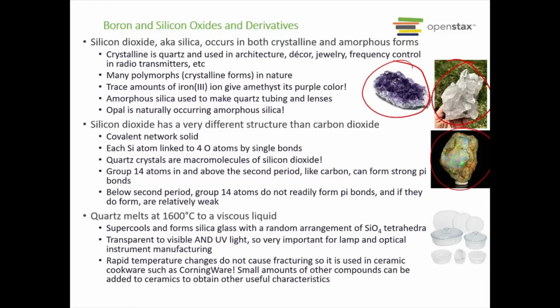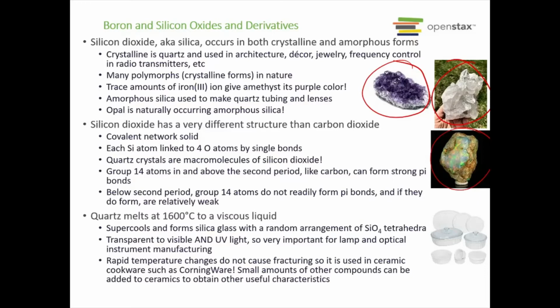Group 14 atoms that are in the second period, like carbon, can form strong pi bonds, but silicon really doesn't. Below the second period, these group 14 atoms don't readily form pi bonds, and if they do form, they tend to be pretty weak.